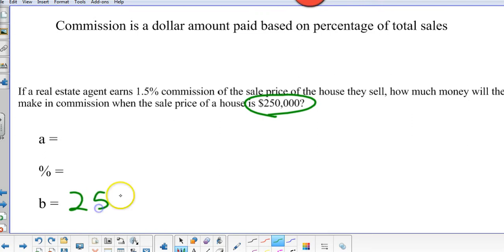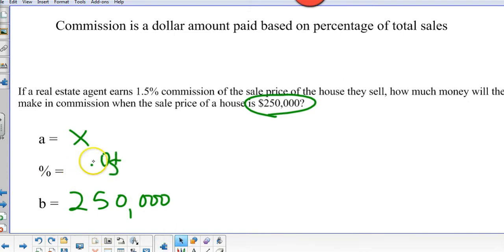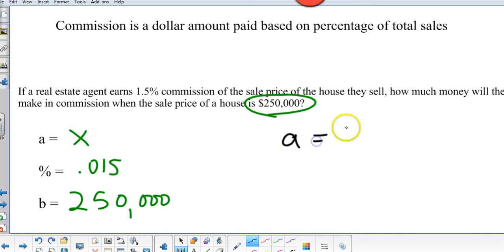So that's the base. It is what we're working the percent of commission off of. The amount is the amount of the commission, and that's what I don't know. And the percent is 1.5%. So notice how I'm going to write this as 0.015, because that's 1.5% as a decimal. And then I write my formula out and substitute in the values.